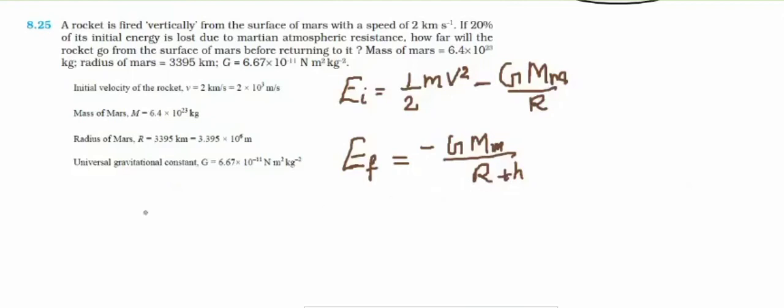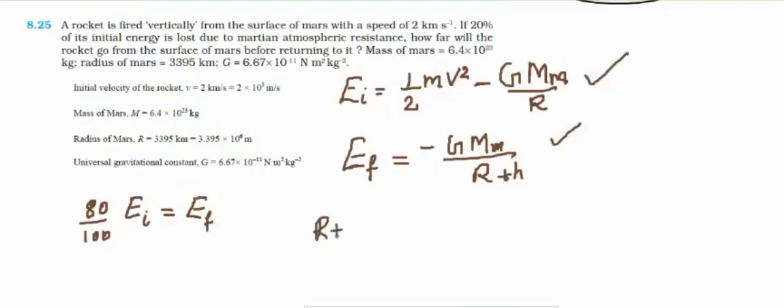Now we can take the conservation of energy. We have total initial energy is equal to total final energy. But the question says that 20% of its initial energy is lost due to Martian atmospheric resistance. So 80% of initial energy is equal to the potential energy. Now substitute the values of Ei and Ef in these two equations, simplify and find the value of R plus h.